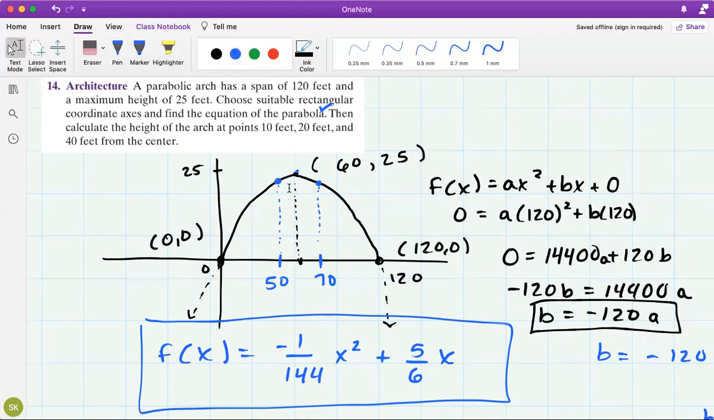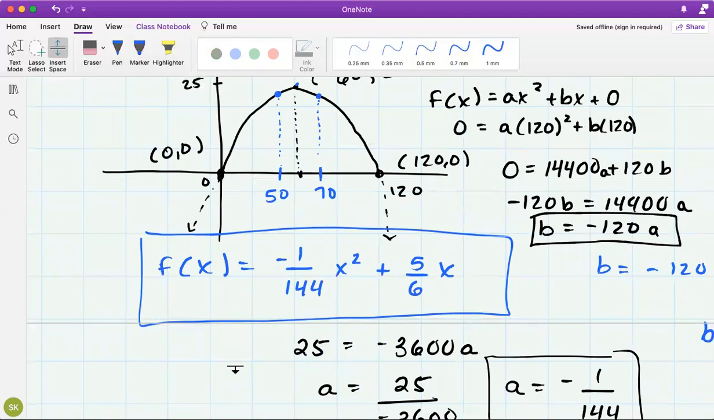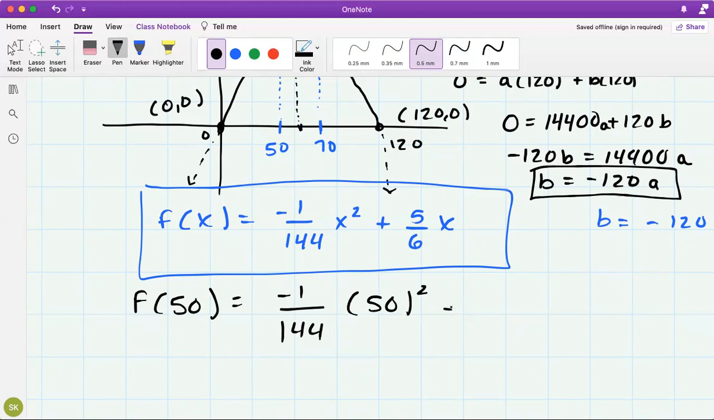Because this graph is symmetric with respect to the axis of symmetry, which is x equals 60, you're going to get the same number on both sides. So let's just plug in one of them. Let's plug in 50. If we plug 50 into this equation, we get negative 1 over 144 times 50 squared plus 5 over 6 times 50.